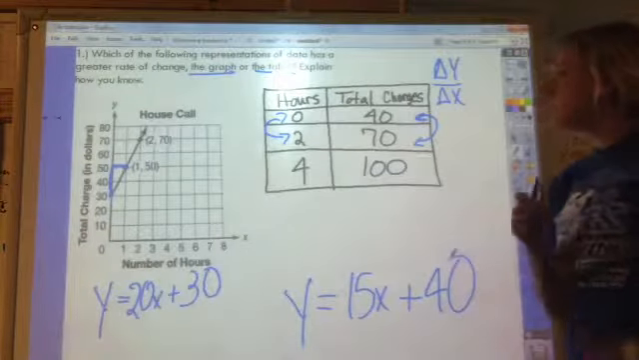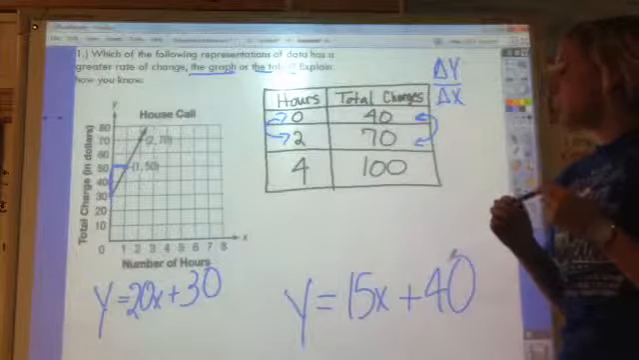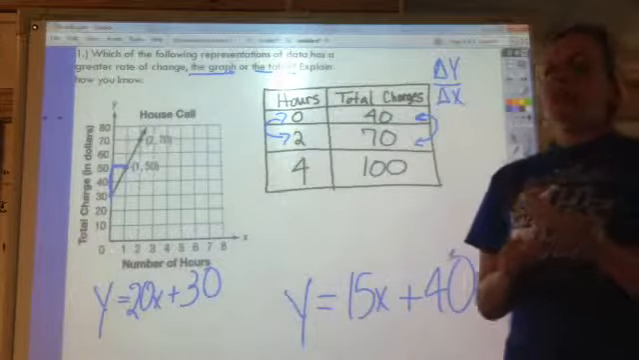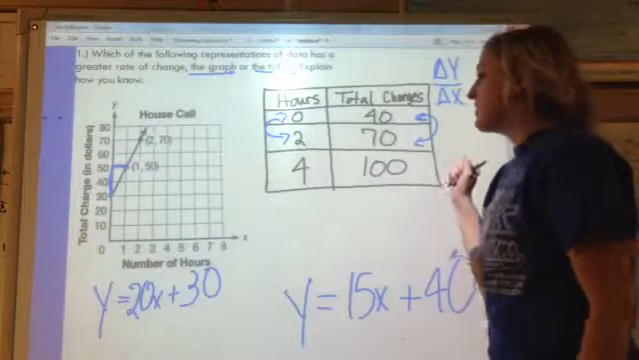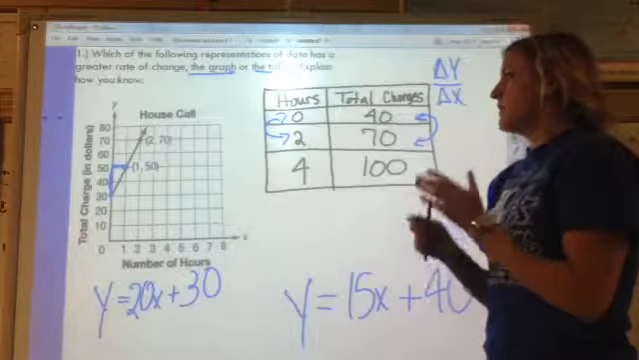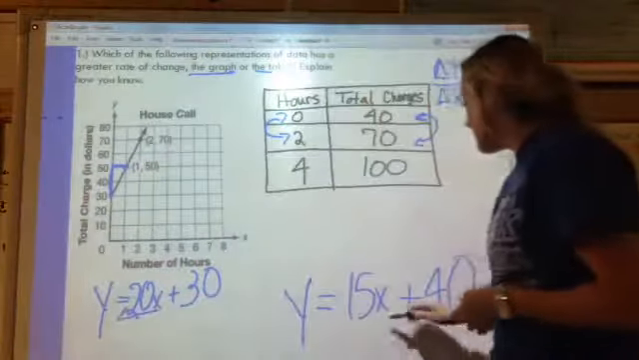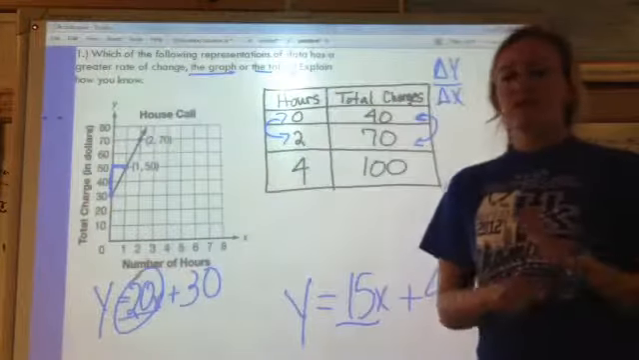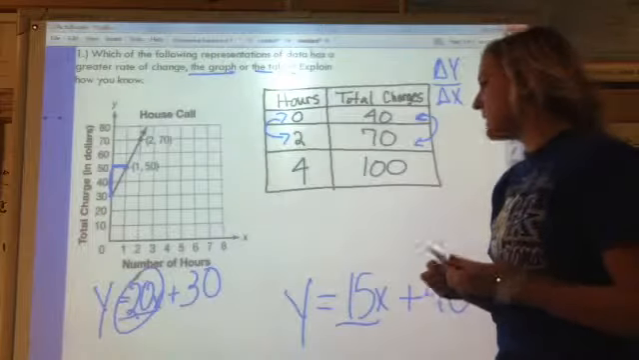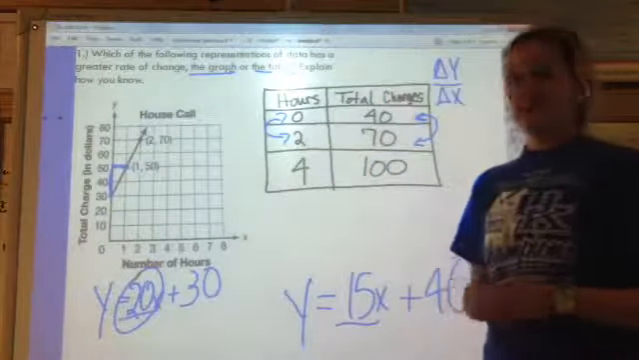Now, my question was asking me, which one has the greater rate of change? Explain how you know. When it says greater rate of change, of course I'm talking about slope. So which one of these has the larger slope, which means that it's increasing at a faster rate? Well, I see that this slope is 20 and this slope is 15, so my graph is going to have the greater rate of change because 20 is larger than 15, which means this line is increasing at a faster rate than this table is.